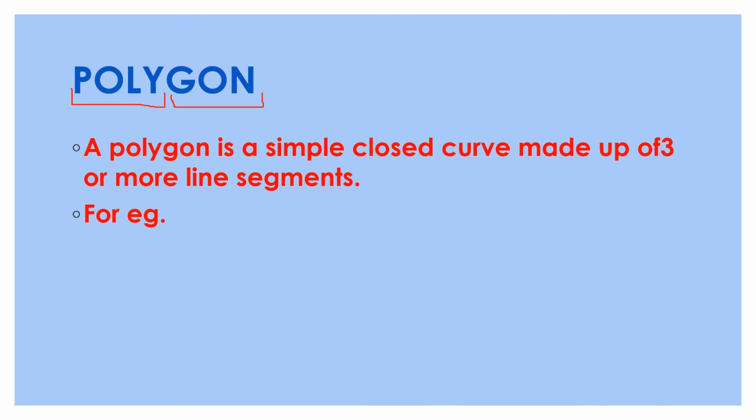Now let us learn about polygon. Very, very important. The word poly means many, and gon means sides, so polygon means many sides. A polygon is a simple closed curve made up of 3 or more line segments. The minimum number of line segments that a polygon can have is 3. For example, this hexagon or this pentagon. They all are examples of polygons.